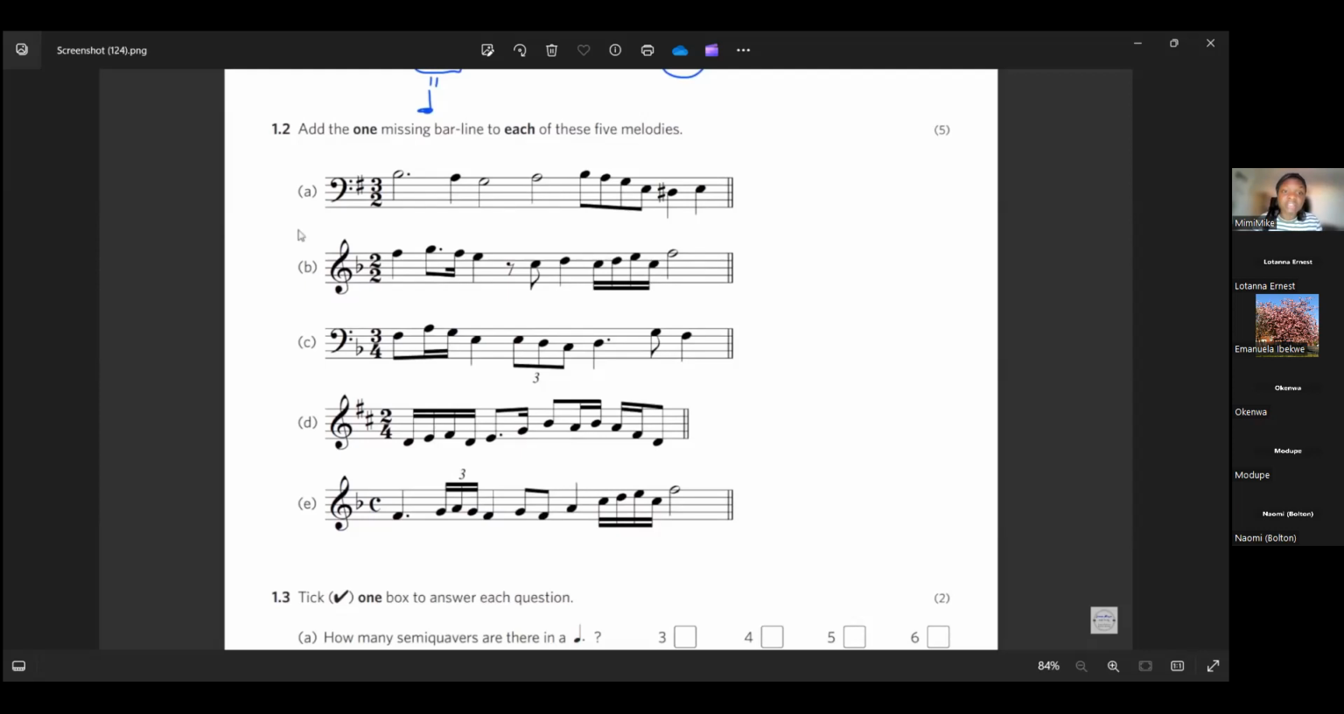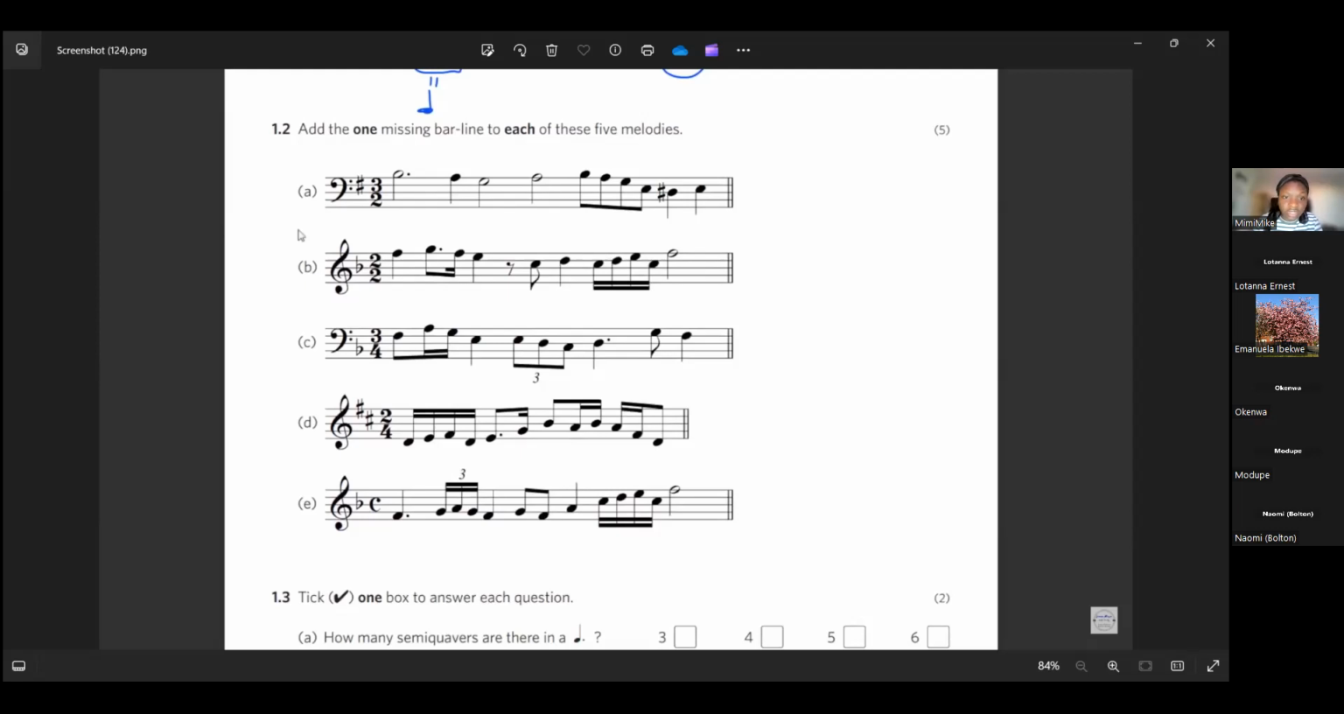So it says add the one missing bar line to each of these 5 melodies. The time signature there is 3-2. So the first thing that's on your mind is 3 minims in a bar or 6 crotchets in a bar. It's still the same thing, right? So that you don't get confused while trying to calculate, you can just have it at the back of your mind that this 3-2 means 3 minims in a bar or 6 crotchets in a bar.